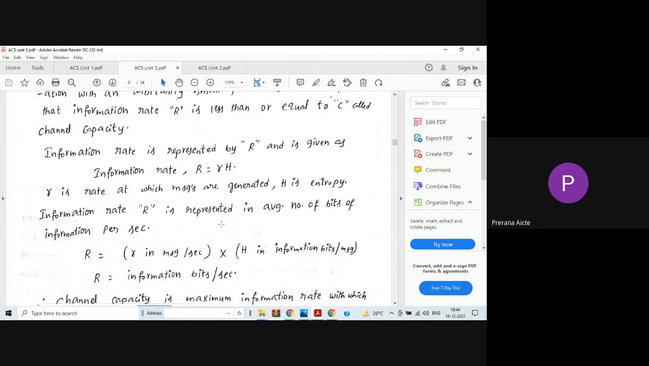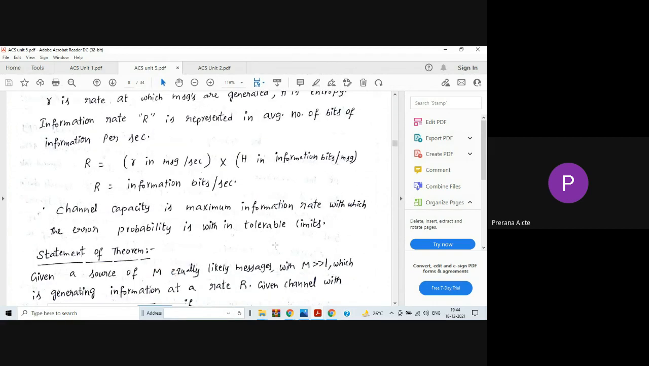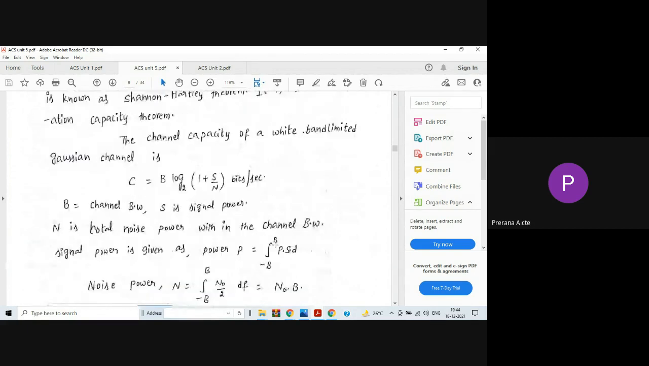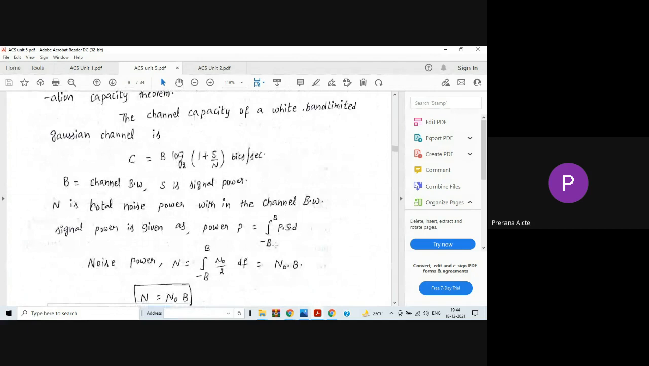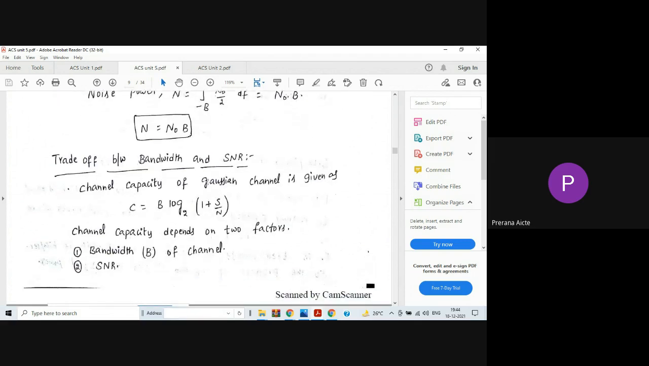So how do you define the capital R? That is r in messages per second, and H is entropy per message. So what is the formula for the channel capacity theorem? The channel capacity of a signal is C equal to B into log of 1 plus S by N, where B is the channel bandwidth and S is the signal power.